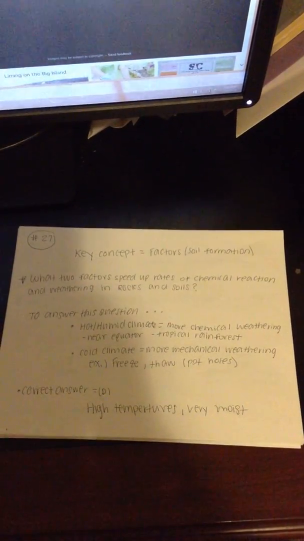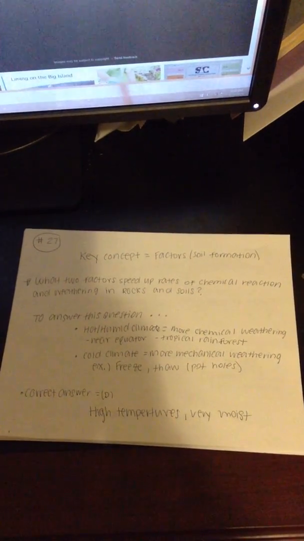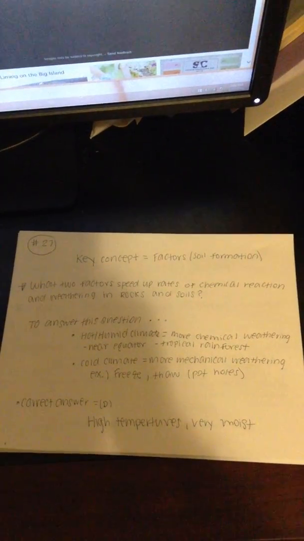The next concept is factors in soil formation. So what two factors speed up rates of chemical reaction and weathering in rocks and soils? To answer this question, you need to know the difference between hot, humid climate and cold climate. Cold climate is characterized by more mechanical weathering, while humid climate is where there are very high temperatures, like the tropical rainforest.